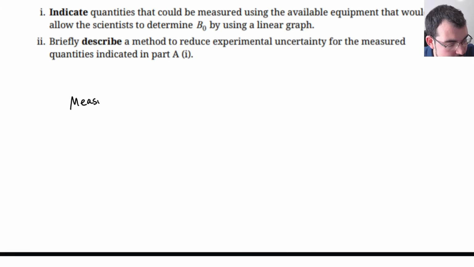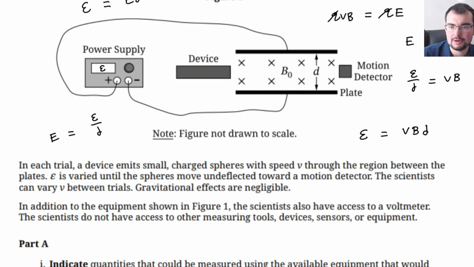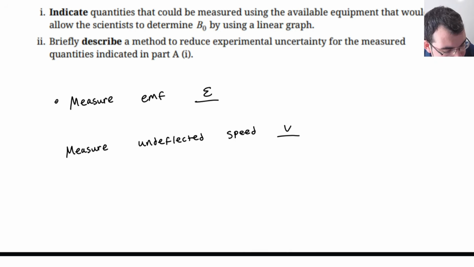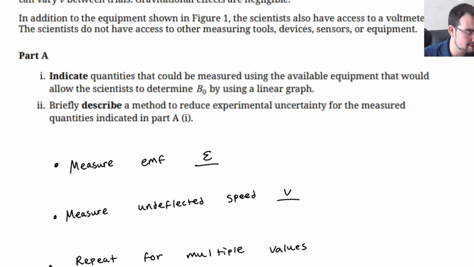So we measure the power supply EMF, then we measure the undeflected speed, and it says we already know the plate separation D. So then to get our uncertainty point, we just say repeat for multiple values of the EMF, measuring the undeflected speed each time. There's only one speed that gets you through the plates undeflected.